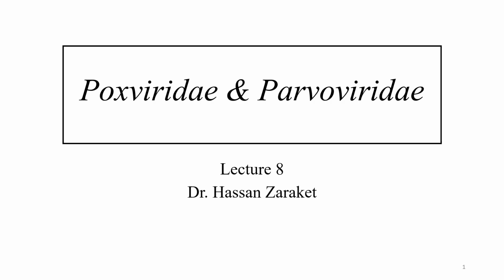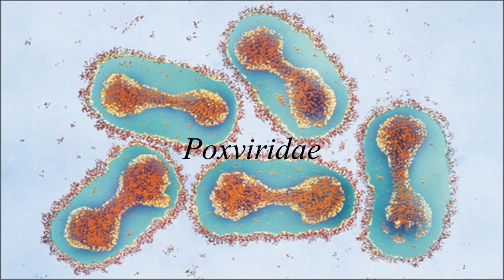Welcome to today's lecture on Poxoviridae and Parvoviridae viruses. So I'll start first by talking about Poxoviridae. This is a beautiful electron microscope image of these viruses. As you can see, they have nearly oval or brick-shaped morphology, and inside you can see very nicely the nucleocapsid. Okay, it looks like a dumbbell.